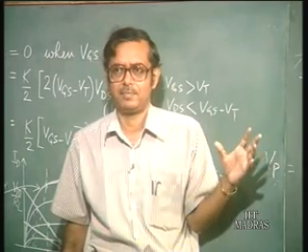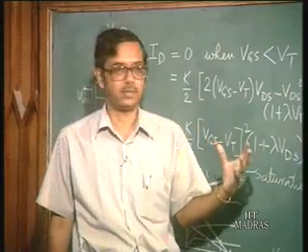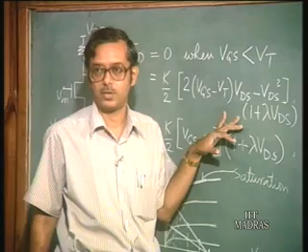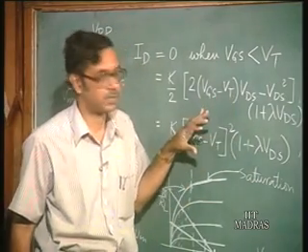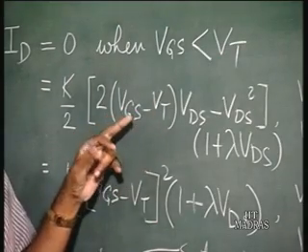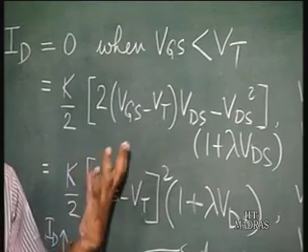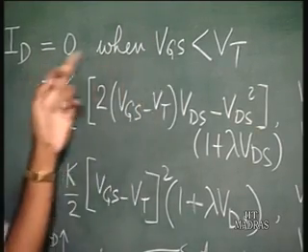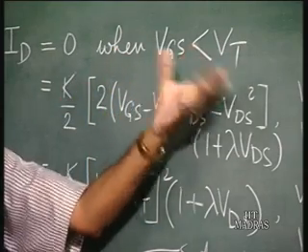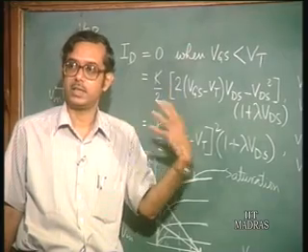In order to model this depletion type device, we use the same set of relations, because it is almost identical, except that instead of threshold voltage, here you have a pinch off voltage, and this pinch off voltage is going to be negative. If you look at this equation here, ID is equal to 0 when VGS is less than the pinch off voltage, which is negative. That is, when it is more negative than the pinch off voltage, the current is 0.